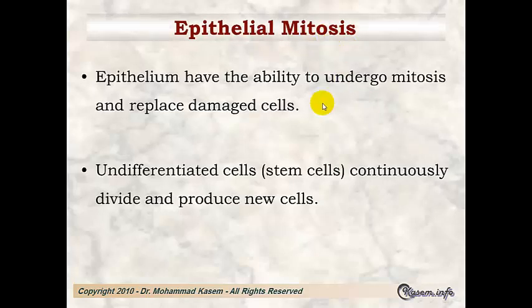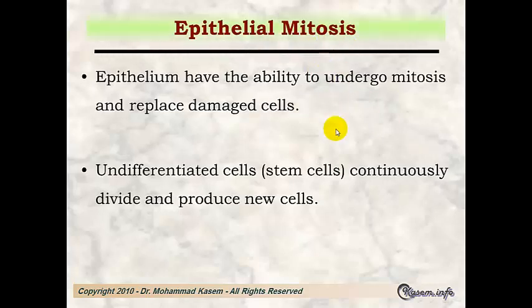Epithelial mitosis is a special feature of epithelium. Epithelium has the ability to undergo mitosis and replace the damaged cells. It is continuously dividing cells. They are undifferentiated. The undifferentiated cells, or the stem cells, continuously divide and produce new cells.